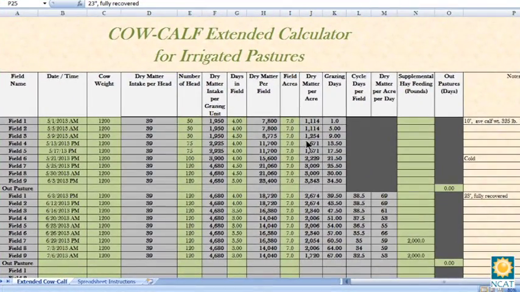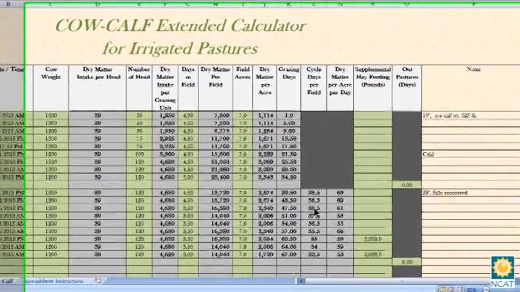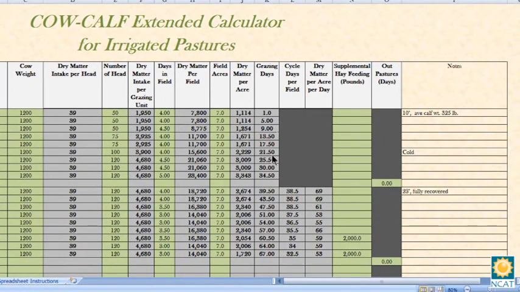Now we've completed 2 rounds around the pasture. It's taken us about 2 months to do it since we first started. And we're going to note here that our grazing days are coming down like this. We're at 67 on the grazing day. And look here what's happened to our dry matter per acre on the second round.